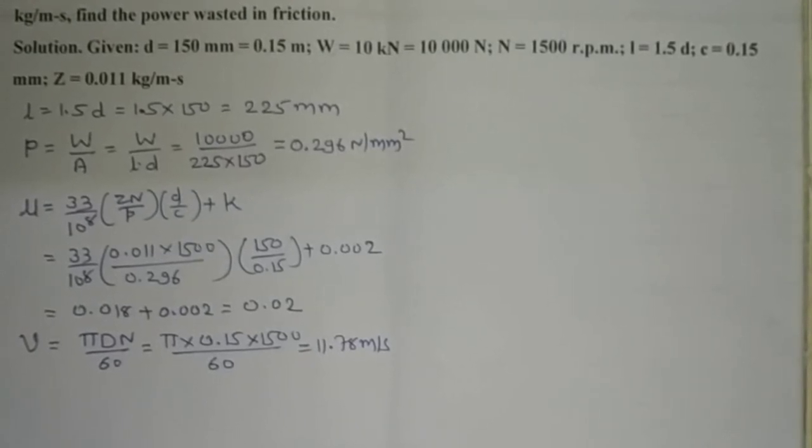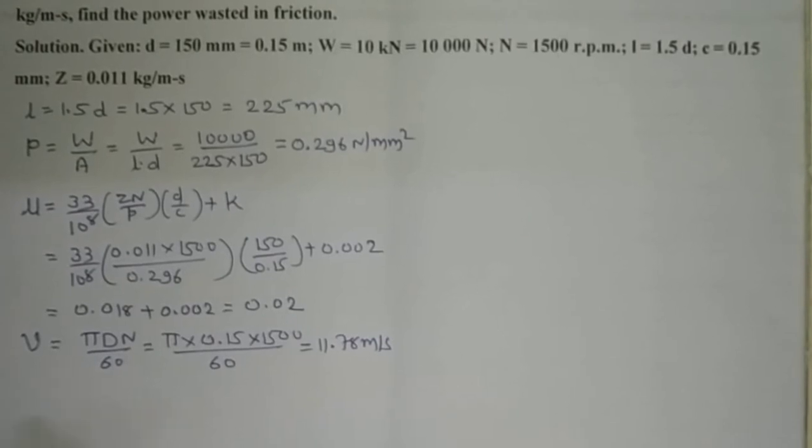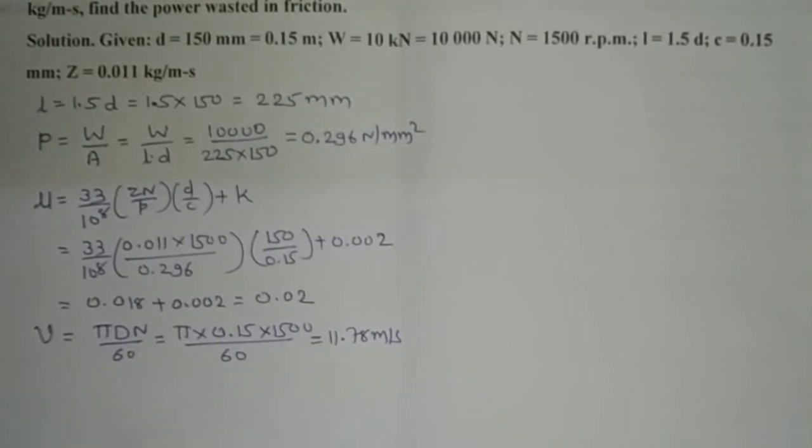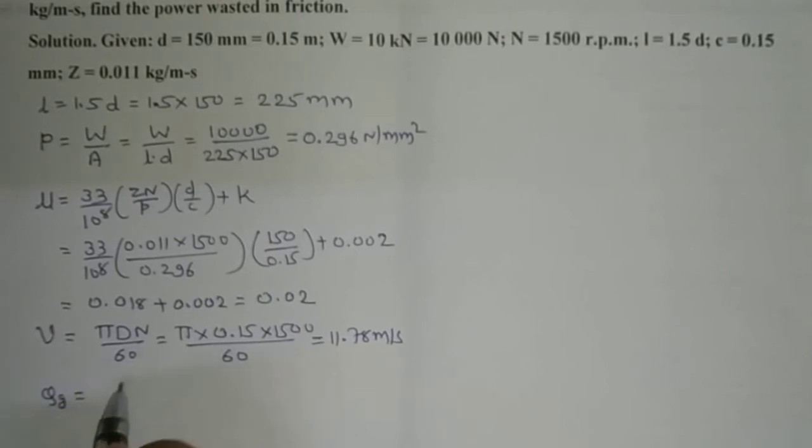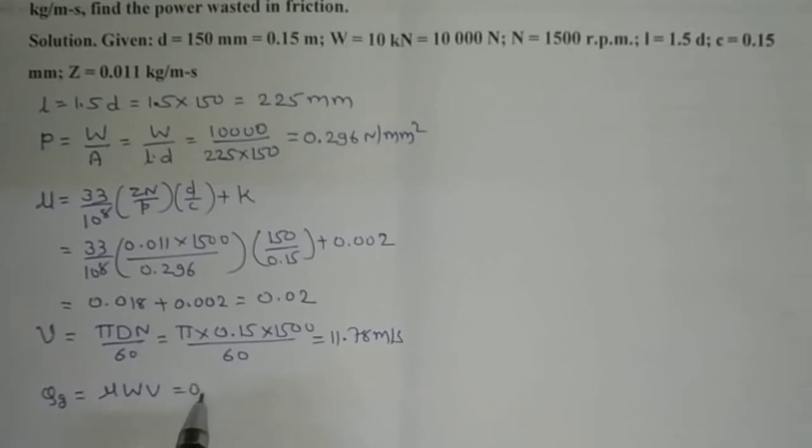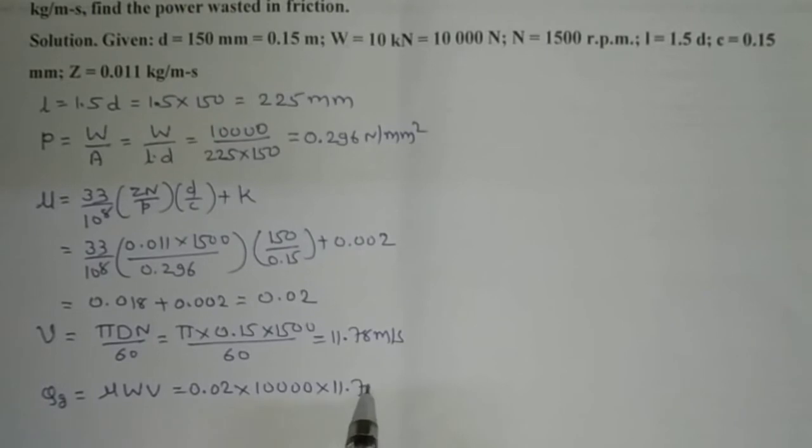Now heat generated. We know that the heat generated Qg is equal to mu W V. Okay, so therefore mu is equal to 0.02, load W is equal to 10,000 and rubbing velocity is equal to 11.78.